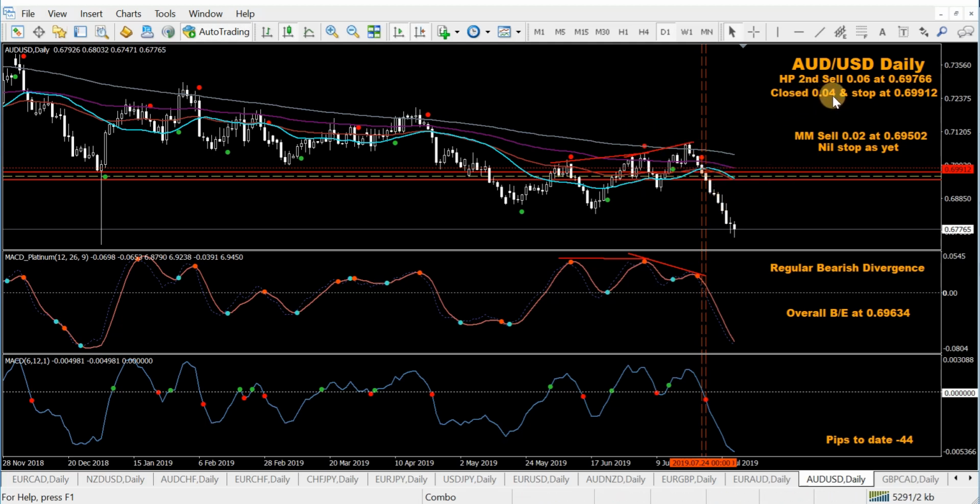So we've closed 0.04, and we've got a stop in place, and we've got a nice Mod MACD trade also, and everything's heading down. Overall break-even is that yellow dashed line. I'm pretty sure that minus 44 pips is well and truly covered.